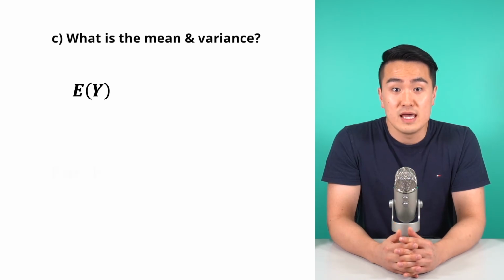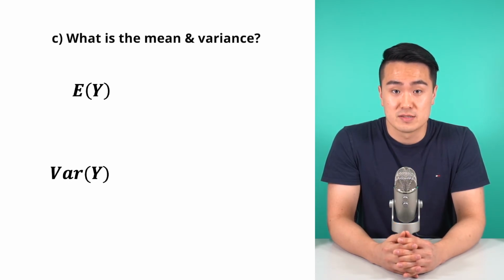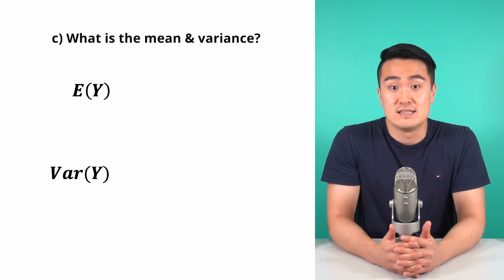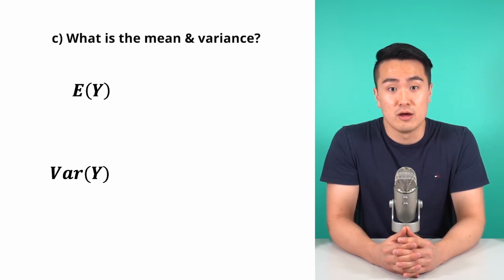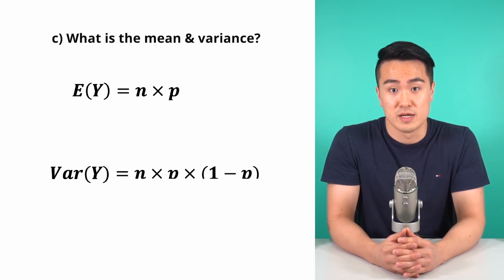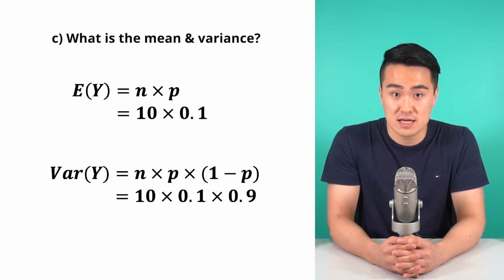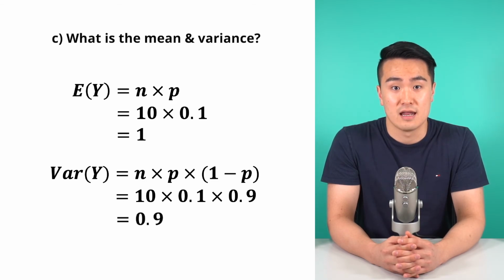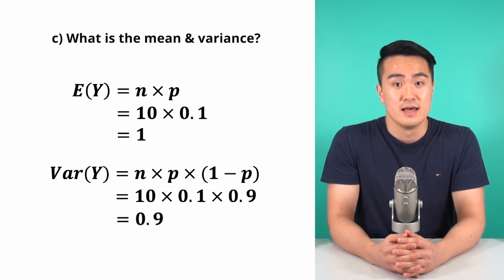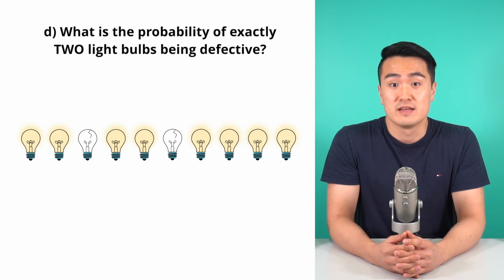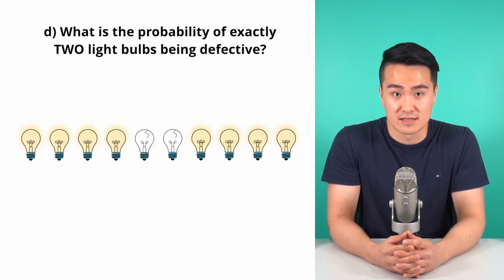C. What is the mean and the variance of this binomial experiment? This one's an easy one because the mean and variance of a binomial distribution is np and npq. So substituting n equals 10 and p equals 10%, we just get a mean of 1 and a variance of 0.9.